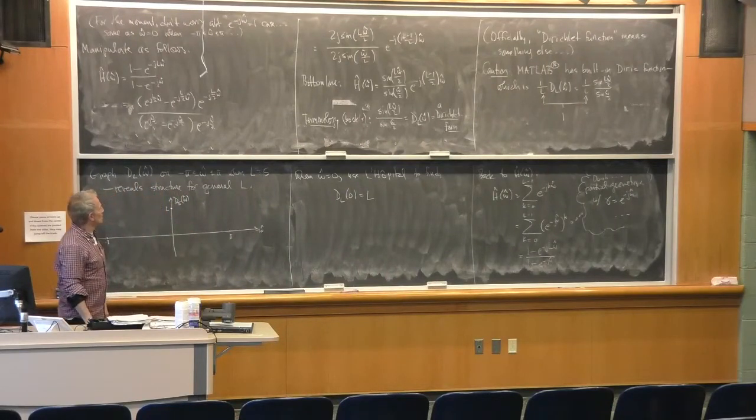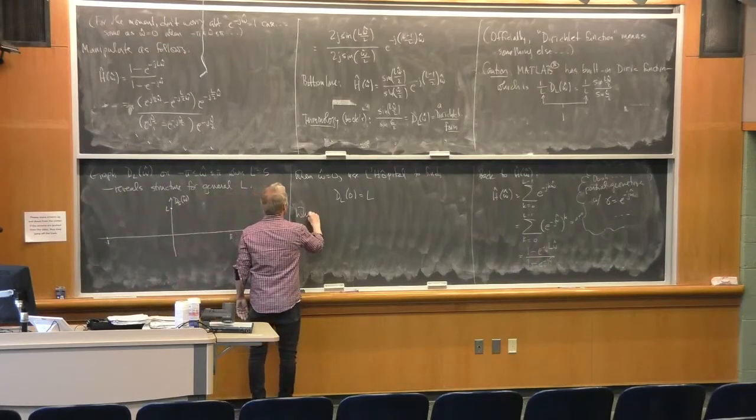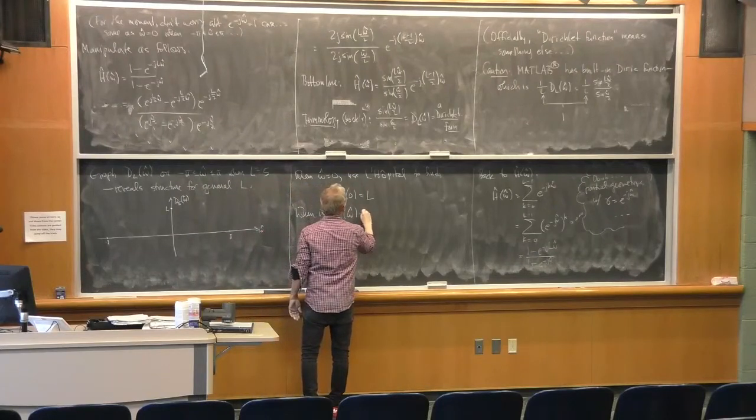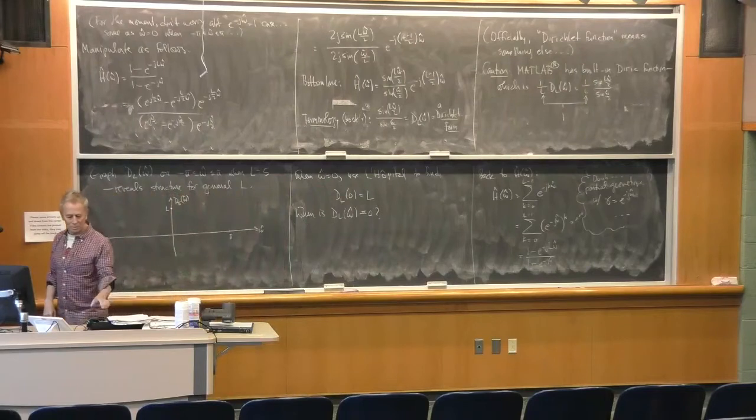What are the zero crossings? So when is dl of omega hat equal to 0? When is that true?